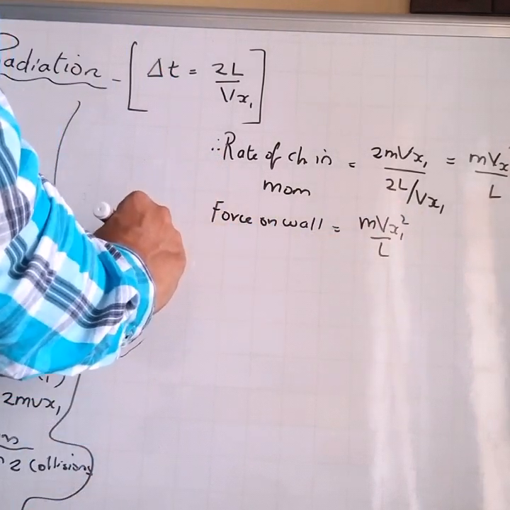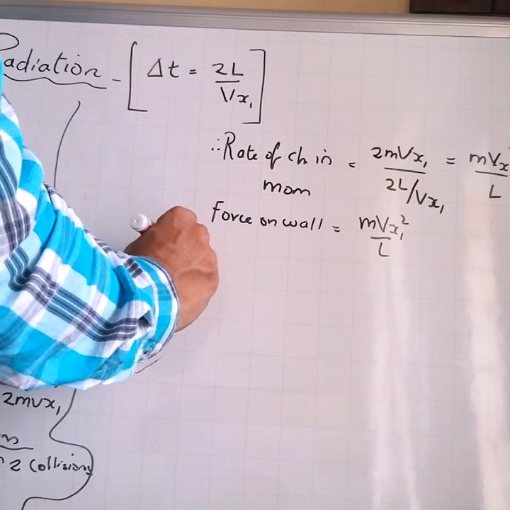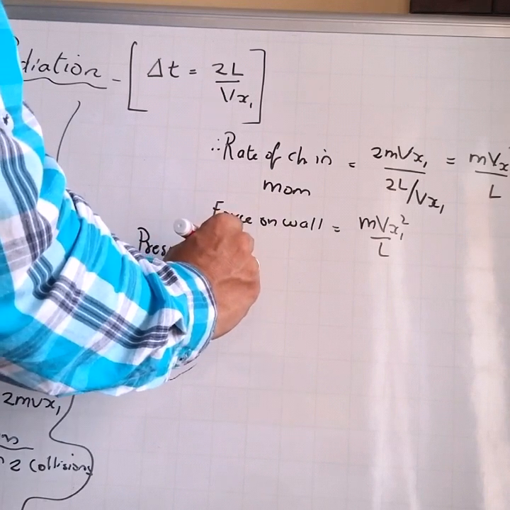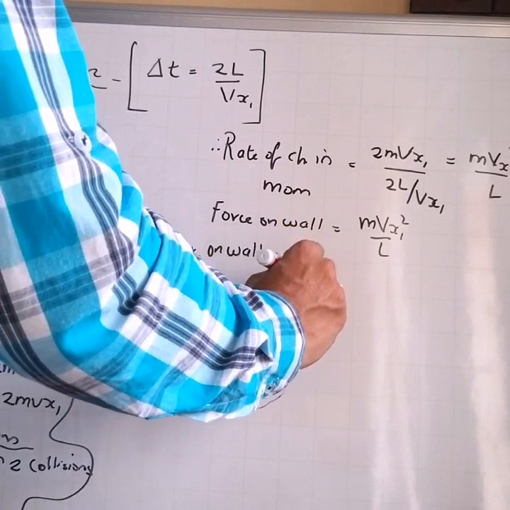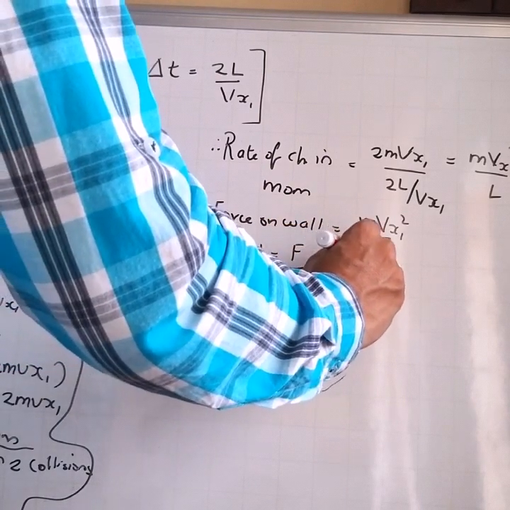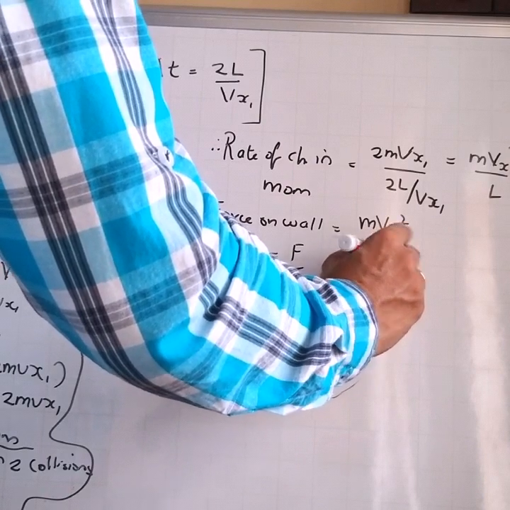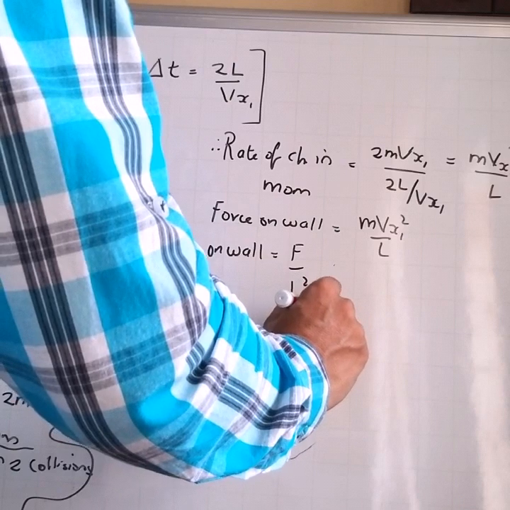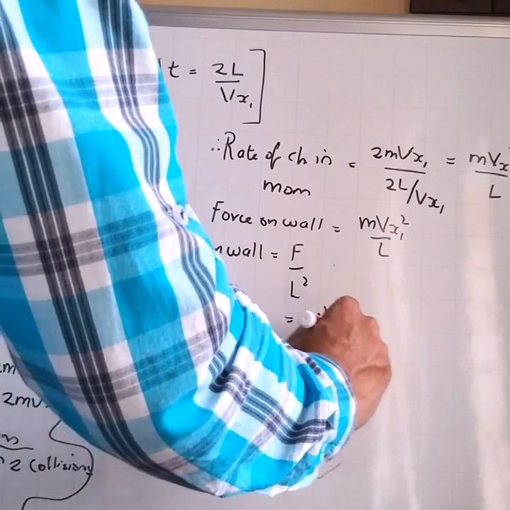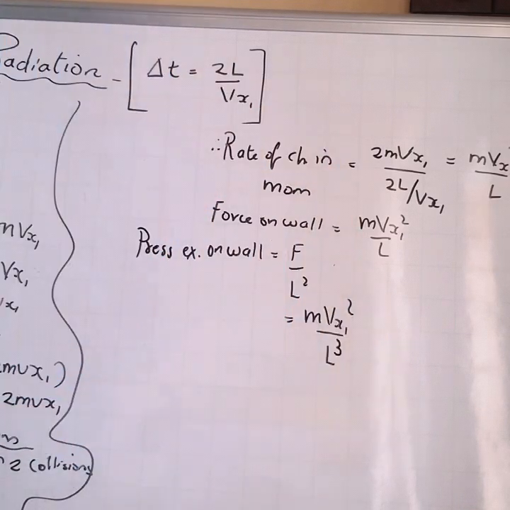Now, pressure exerted on the wall will be force upon area. That will become mvx1 square upon L into L square, so this will become mvx1 square upon L cube.